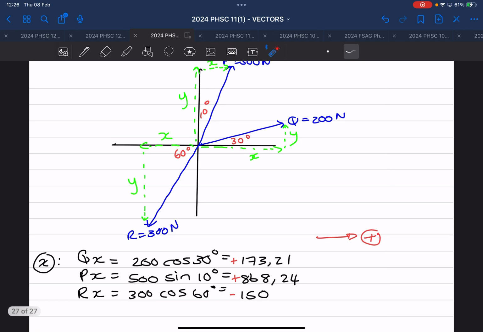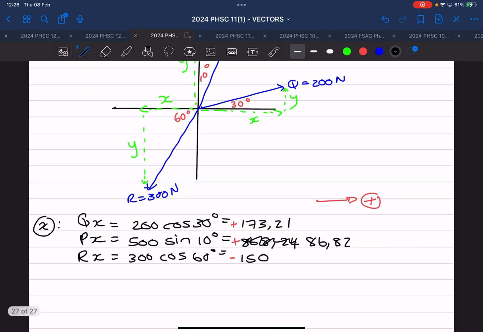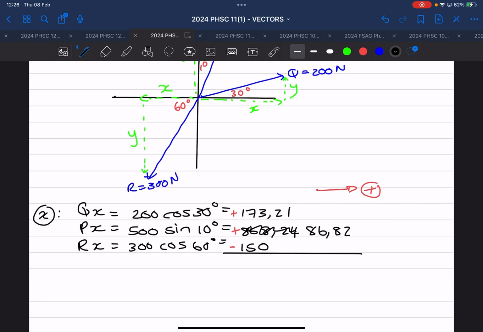Oh, did I do it wrong? Well, 86. Thank you. 86.82. Okay, please put up your hand if you do not agree with me or you have a question. I have 110,03. Okay? And because I get a positive answer, it means it's to the right.